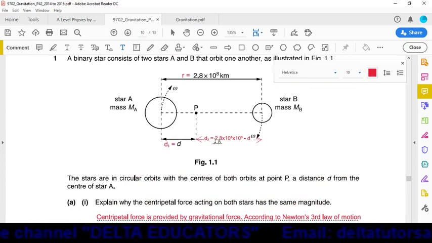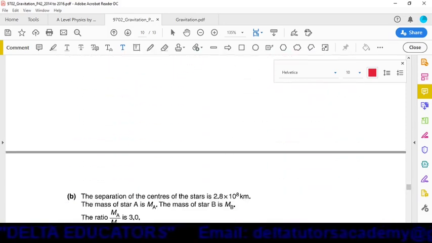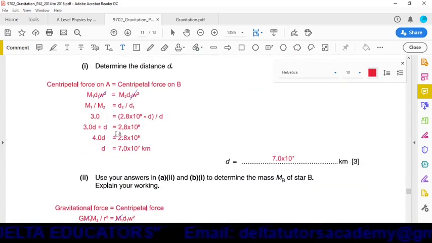This is d2. d2 is equal to 2.8 into 10 power 8 into 10 power 3 minus d, and this is d1, that is equal to small d. So this value we have to substitute here. Same value is substituted here, and from here we got 4d is equal to 2.8 into 10 power 8, and d is equal to 7 into 10 power 7 in kilometers.